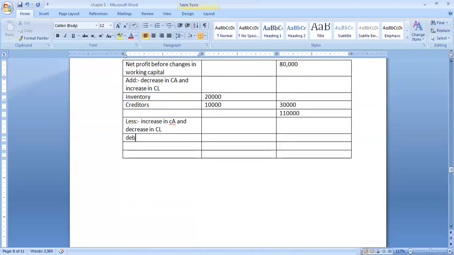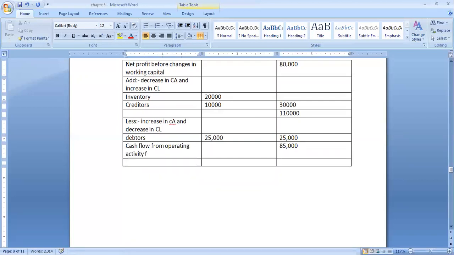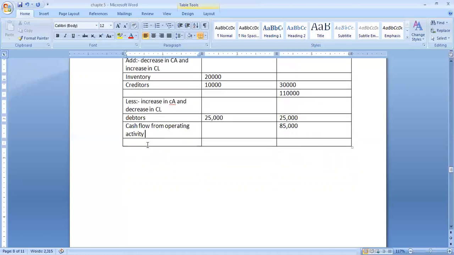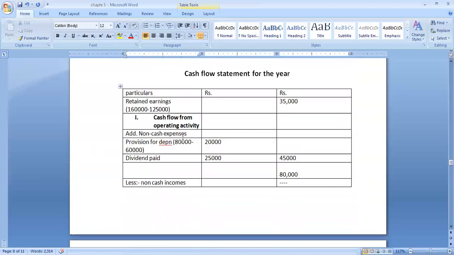Here there is only one information, that is debtors. So debtors is increased. So what is the value? 25,000. So now take in the outer column the same value, 25,000. Reduce the value, you will get 85,000. So what is this 85,000 called? This is the cash flow from operating activity.